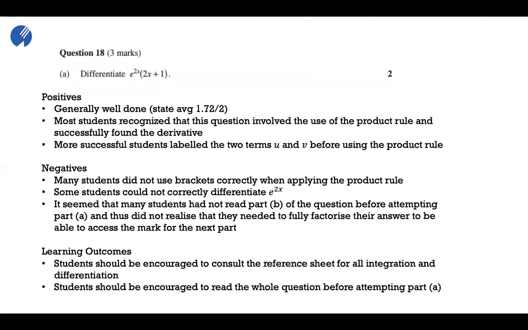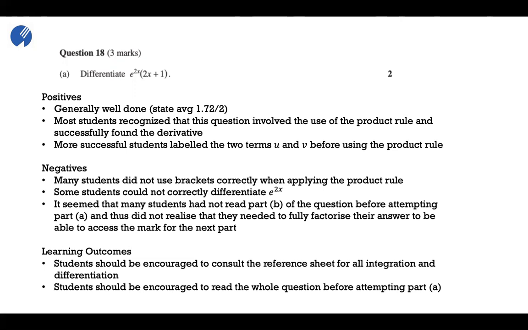Question 18 was a differentiation that involved a product rule with an exponential expression and a binomial in brackets. This was generally well done. The state average is 1.72 out of 2. Most students recognised that this question involved the use of the product rule and successfully found the derivative. The more successful students did label the 2 terms u and v before using the product rule.